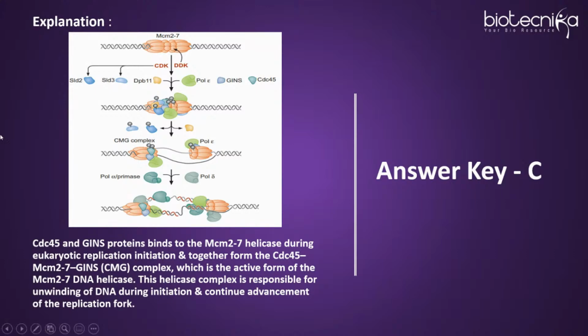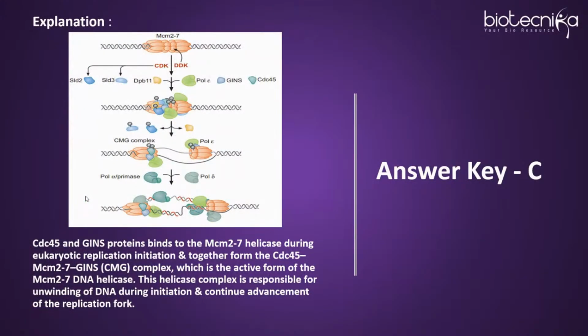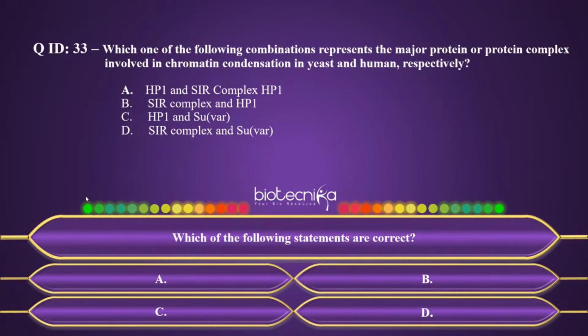So these two proteins are the ones you should have marked. CDC45 is the correct option here, so option C is the correct one. Whosoever marked option C is right. Okay, so Salva Priya, you are also right, and Nazia Safi, you have also marked the right answer. So good, right. Then coming to the question ID 33.